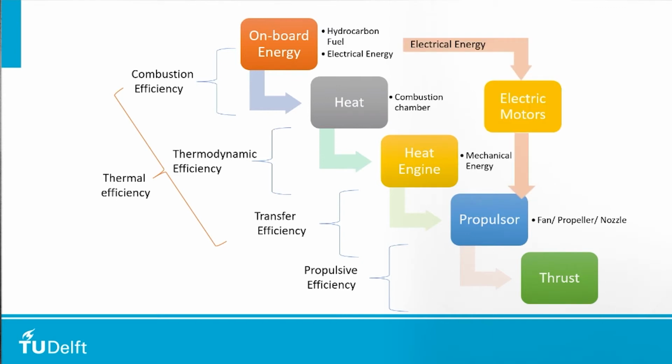When we talk about a different kind of engine, say for example an electrical propulsion system, then we directly take the onboard energy, which is in the form of batteries, and give it to a propulsor. So we can bypass some of the intermediate steps that are there in a heat engine. That is why an electrical propulsion system, from an efficiency point of view, is more efficient as compared to a gas turbine engine or other heat engines.